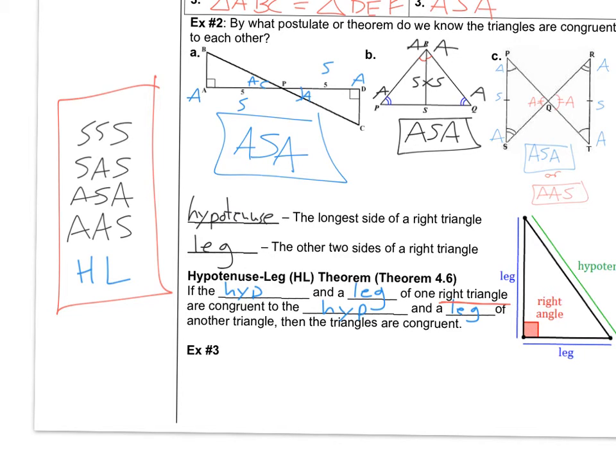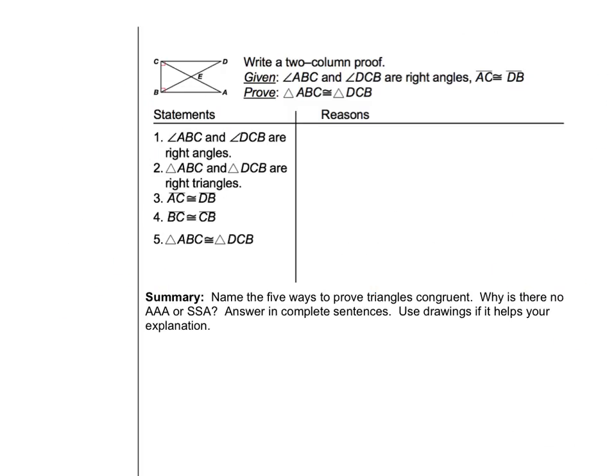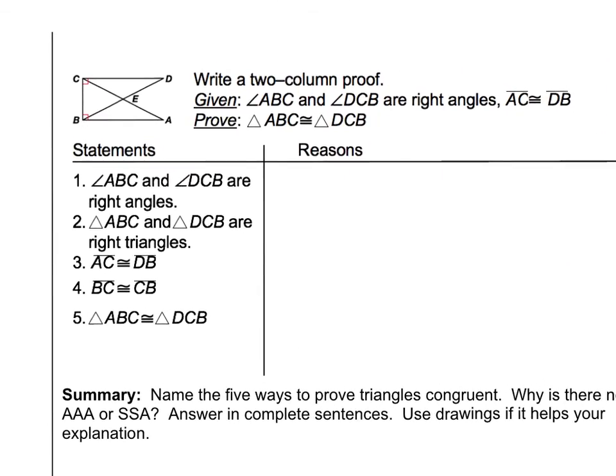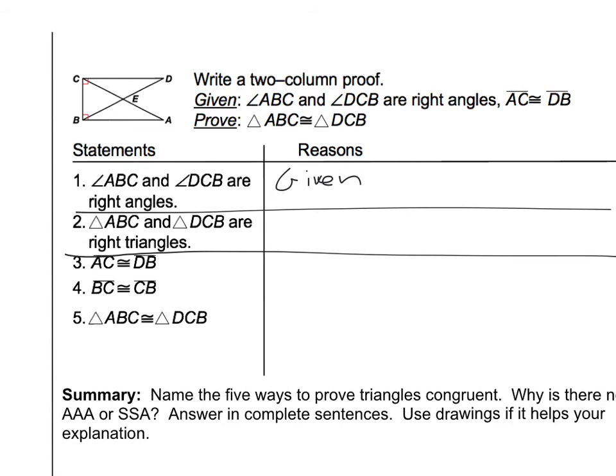Let's go to the last example, number 3, which is on the next page. And we're going to prove triangles congruent using the HL theorem, so I'll show you how to do that. It says write a 2-column proof. The given is that angles ABC and DCB are right angles. So we can just write in the first step here, given. The next step says triangles ABC and DCB are right triangles. Yeah, sure, that's a right triangle and that's a right triangle.